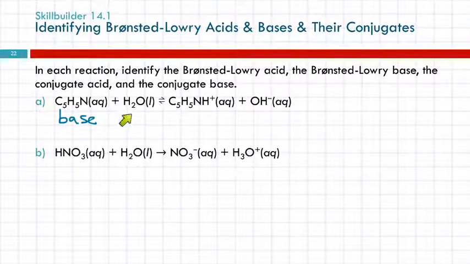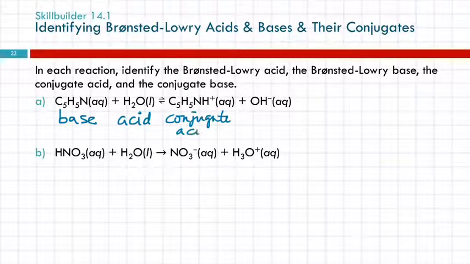And we can look at the other two things here, the other reactant and the other product. How did H2O become OH-? By losing a hydrogen ion. It donated a hydrogen ion. So this is the acid. The acid donates a hydrogen ion to the base. This one's the base. The one in the products that's very similar to it, just differing by an H+, is the conjugate acid. So this is the conjugate acid, because by accepting the hydrogen ion, it becomes an acid. This one is then the conjugate base.